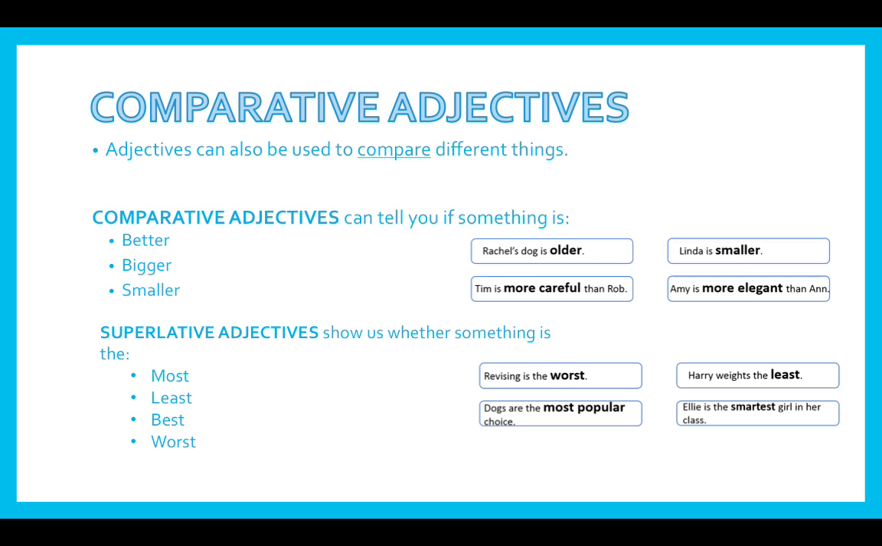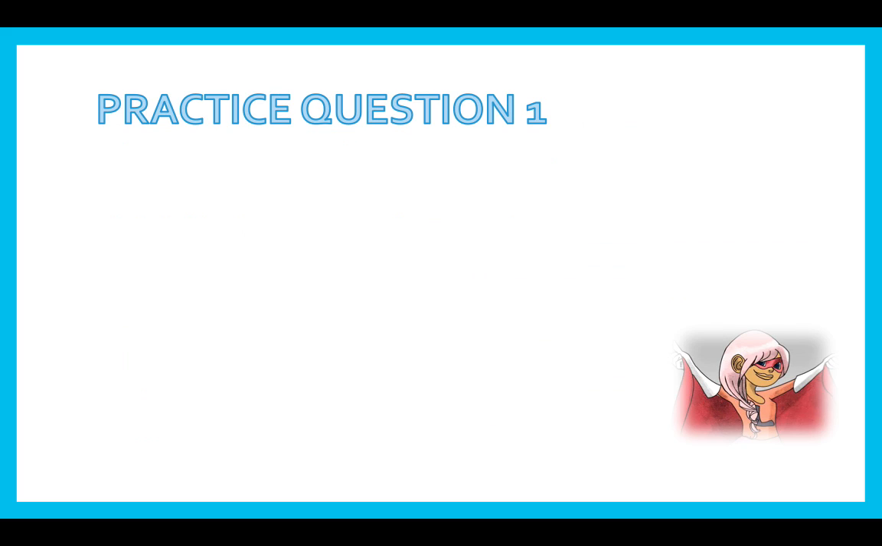Okay, so let's have a look at some quick practice questions. Here is our superhero Lolita and she needs your help. Underline all of the adjectives in the sentences below, okay? For this, I want you to write out the sentences that I'm going to show you now. Get a blank piece of paper and a pen and write these sentences as I say them out loud.